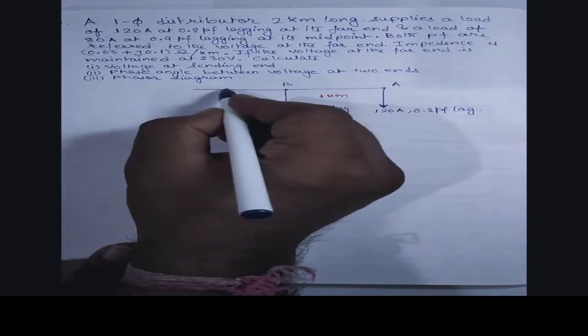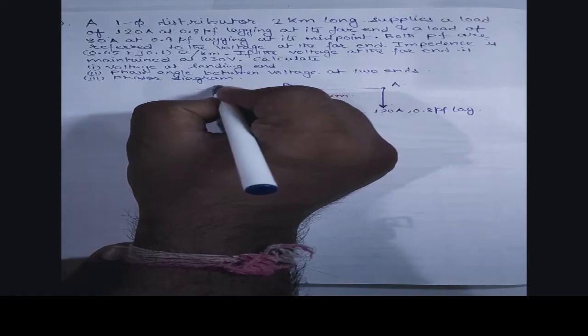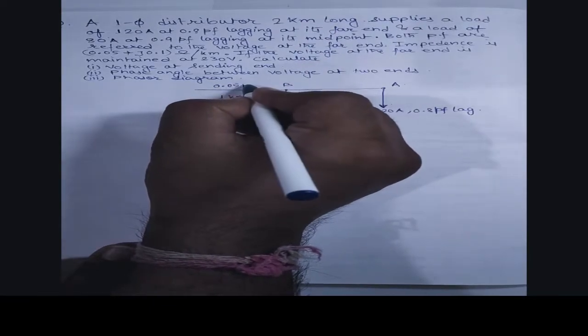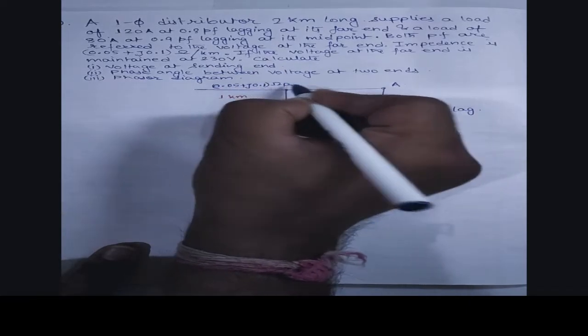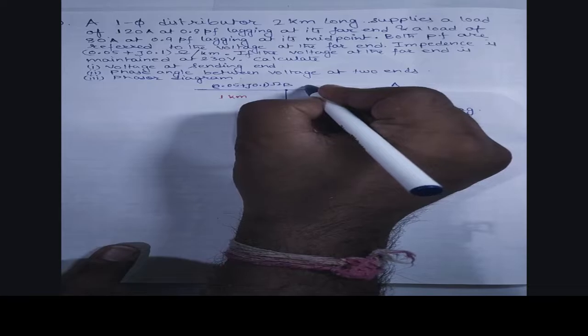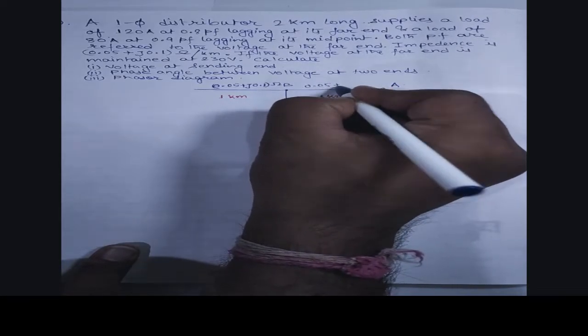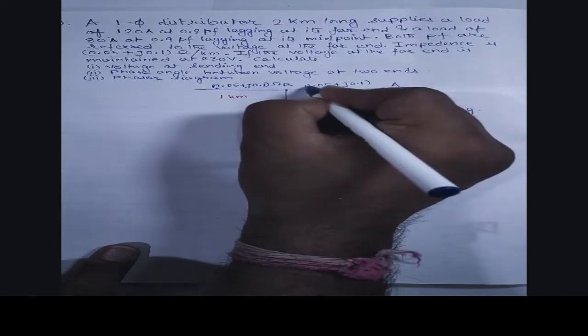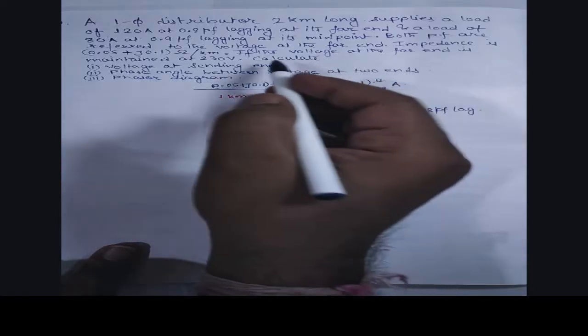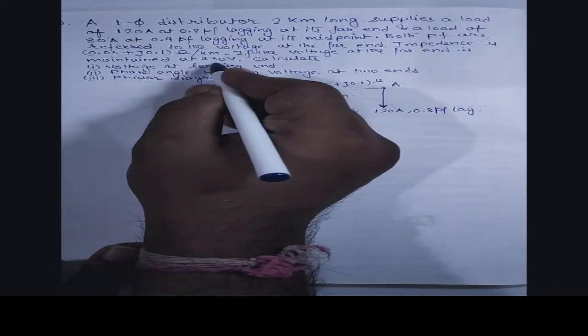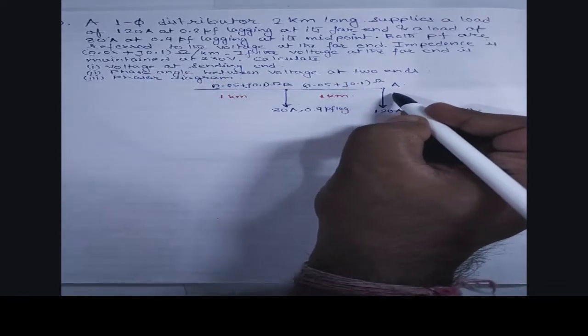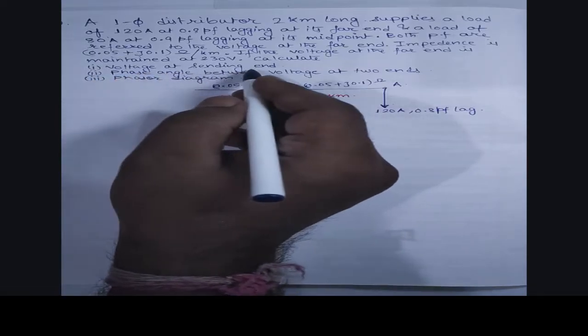And the impedance over here is 0.05 plus j 0.1 ohm, and here also same, 0.05 plus j 0.1 ohm. And if the voltage at the far end, that means at this end, is maintained at 230 volt, calculate voltage in the sending end.